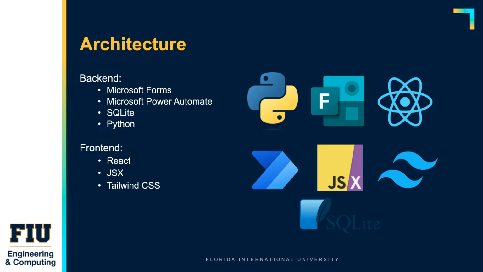So our architecture is split into the backend and the front end. For the backend, we have Microsoft Forms, we have Power Automate, SQLite for our database, and then Python for any backend needs. And then we have React, JSX, and CSS for the styling components of the front end.